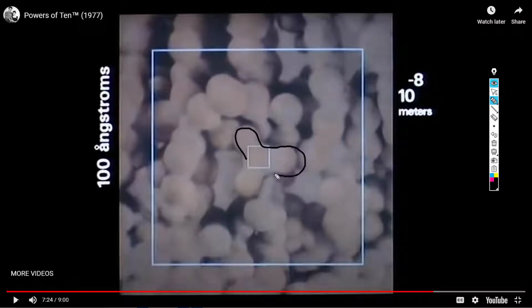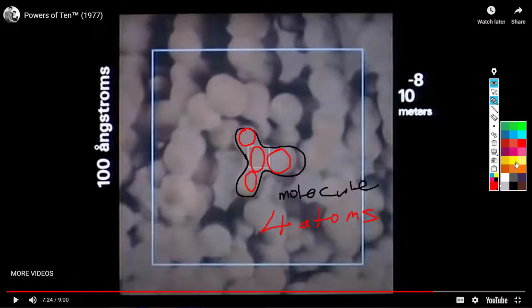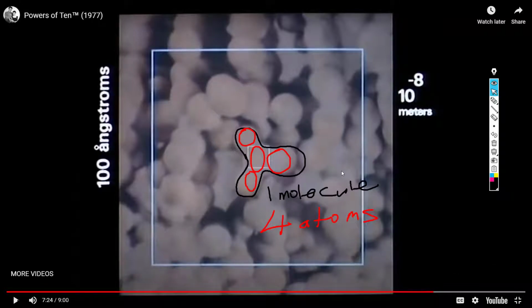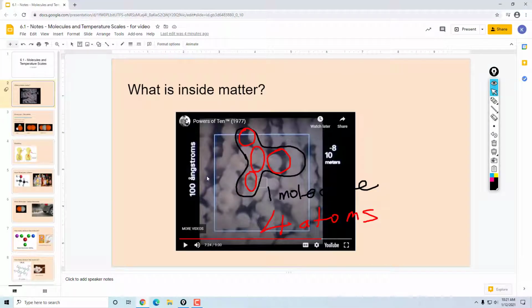Well, what we find here is you can consider a molecule. And inside this molecule, there are 1, 2, 3, 4 atoms. So inside everything, we can find molecules. We can find molecules inside people, inside tables, inside trees. It doesn't matter if it's living or not. Everything is made of molecules. And molecules are made of atoms. So today we will learn more about molecules and atoms.